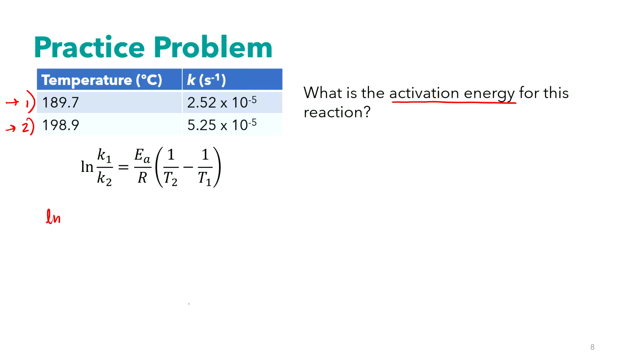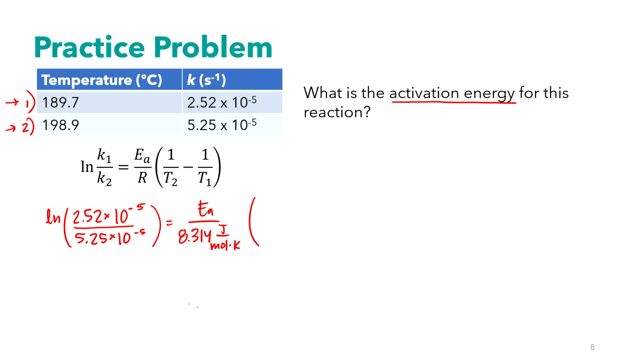So I begin with the natural log of K1. And you can do it either way and you will get the right answer. But you just have to match your temperatures and Ks appropriately. I'm solving for EA. I'm going to put in the correct R value. I'm converting these to Kelvin. This is 462.9. This is 472.1. I'm grabbing T2 first.